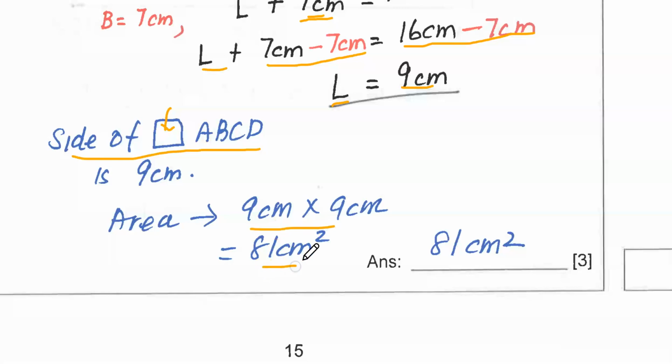81. Right? Some of us fail to read the question asking us to find the area. We left the answer as 9 cm, which is not right. So it should be 81 square centimeters. 9 times 9 cm.